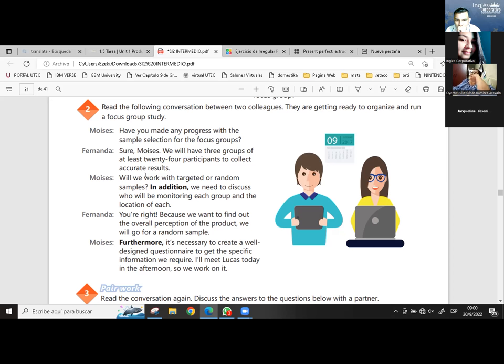You're right, because we want to find out the overall perception of the product. We will go for a random sample. Furthermore, it's necessary to create a well-designed questionnaire to get the specific information we require. I'll meet Lucas today in the afternoon, so we work on it.